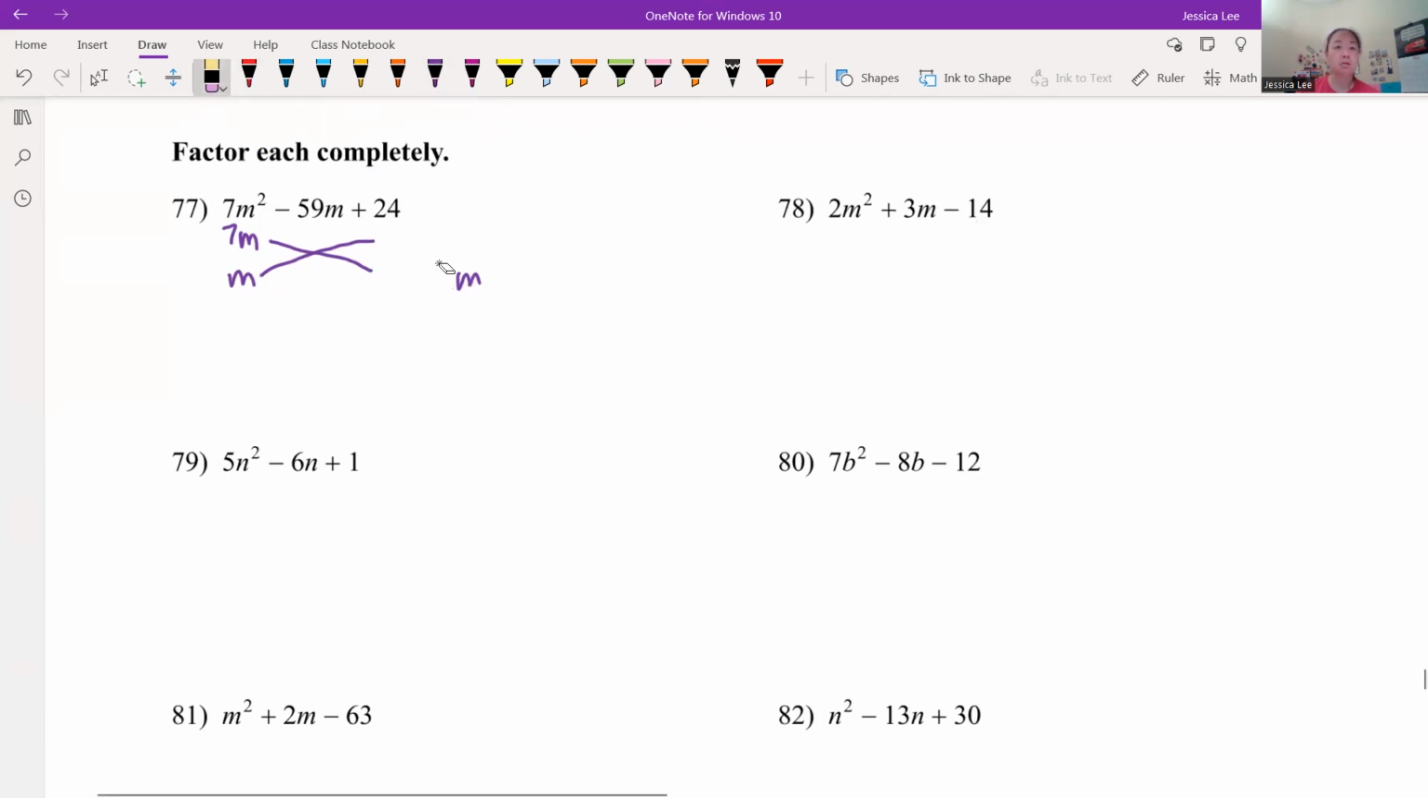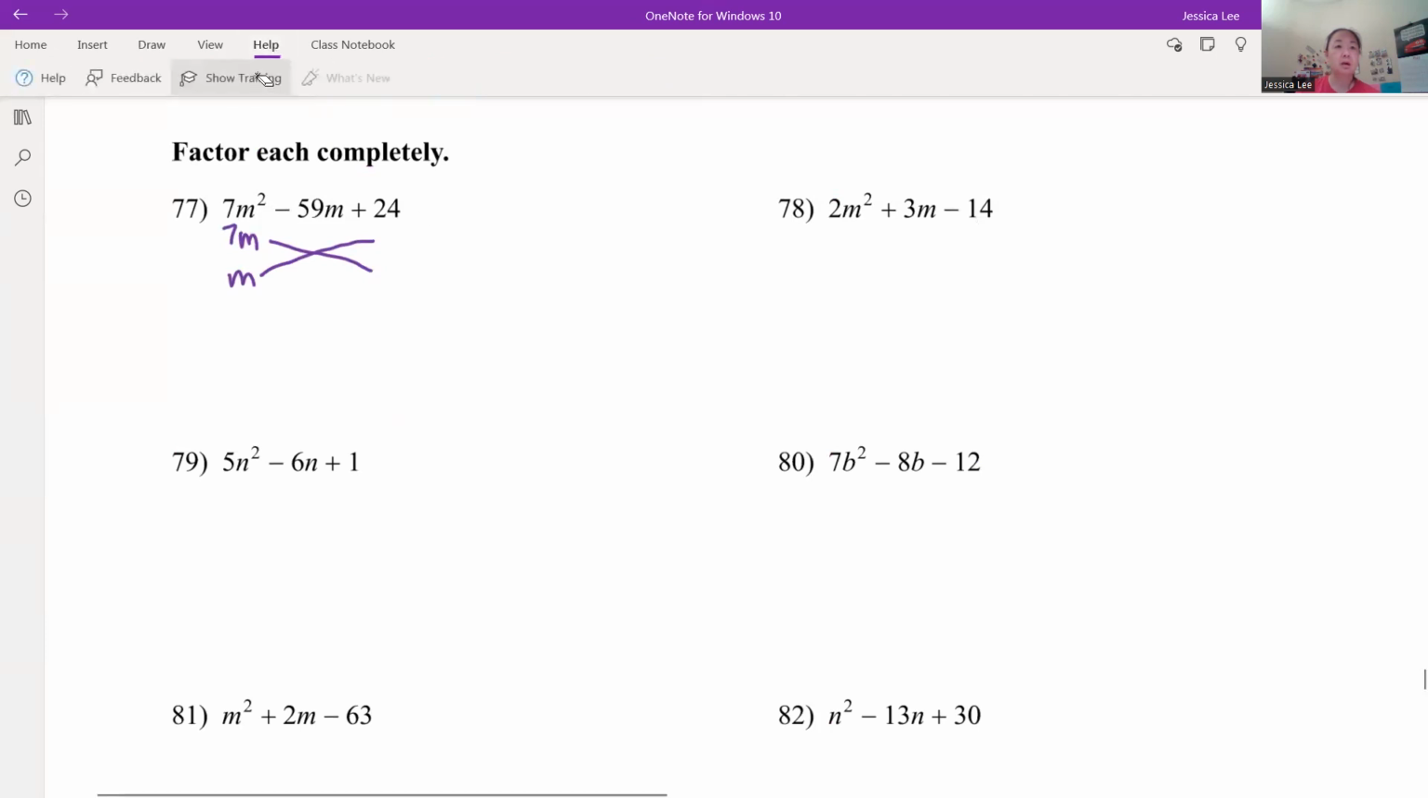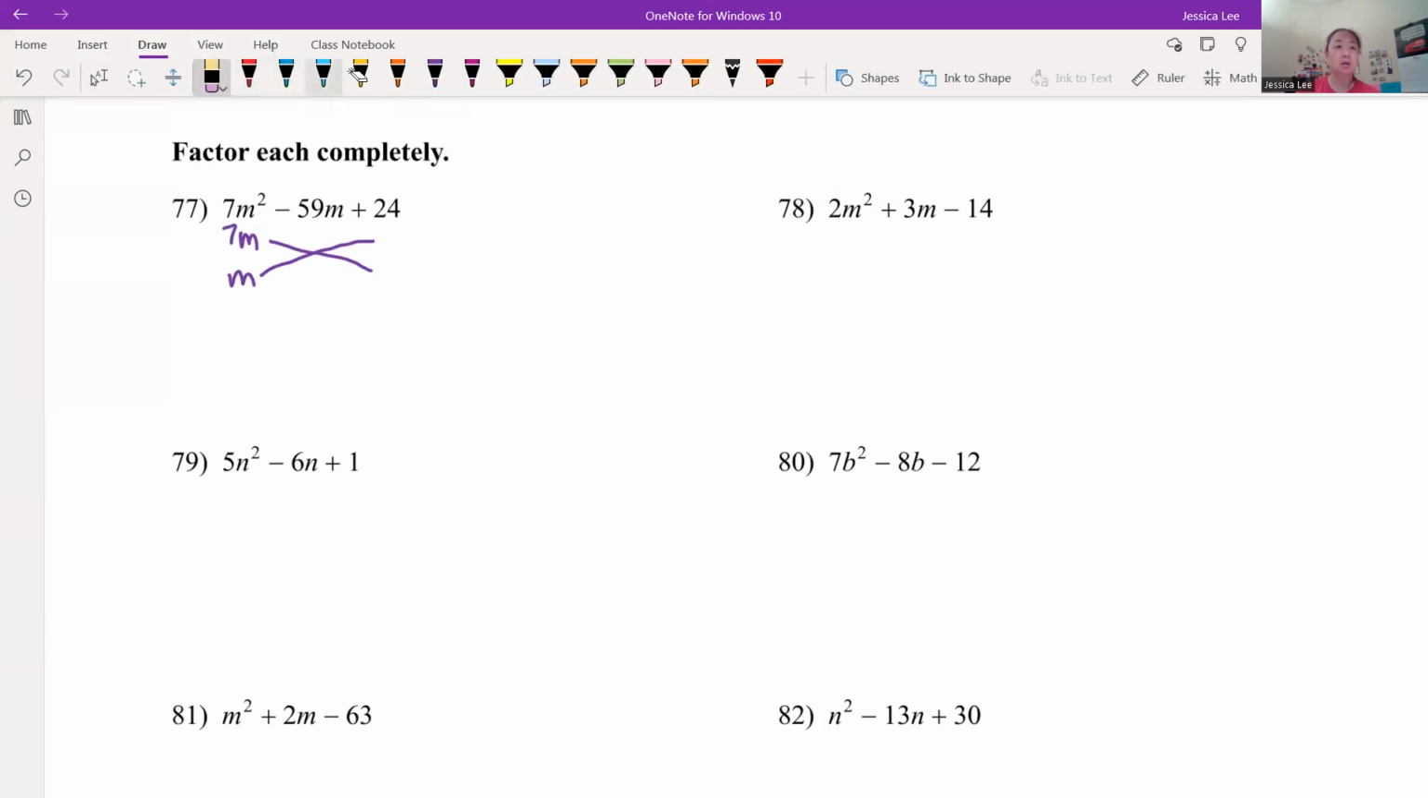So I'm going to just erase those guys. Instead of doing 4 and 6, I could do 6 and 4. But I know that that's going to give me 7 times 4 is 28, which is a smaller number. And using 6, that's not going to give me that. So I know that I cannot use 4 and 6.